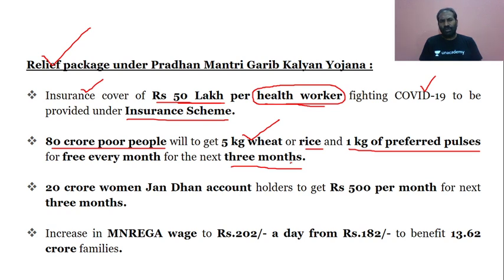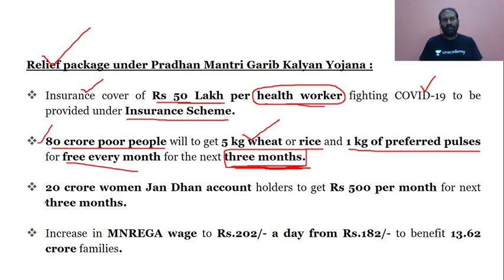So it could be, one of the options is 80 crore people will get 5 kg wheat or rice and 1 kg preferred pulses. That is not really important, but for every month, that is for the next 3 months, is important, because he would change this. We need not worry about 5 kg rice, wheat and preferred pulses, but we need to be worried about this if at all he is framing a question out of this statement.